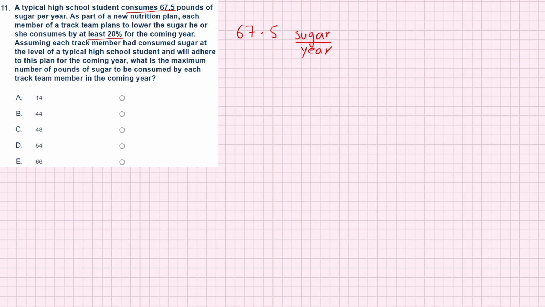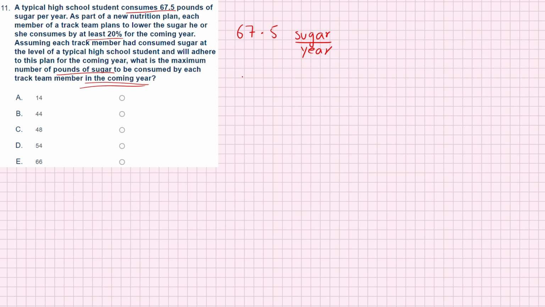Assuming each track member had consumed sugar at the level of a typical high school student and will adhere to this plan for the coming year, what is the maximum number of pounds of sugar to be consumed by each track team member? So that's the thing we need to find out. We have 67.5 pounds of sugar per year for the present year, and we need to find this for the next year. And there will be a decrease of 20%, right?